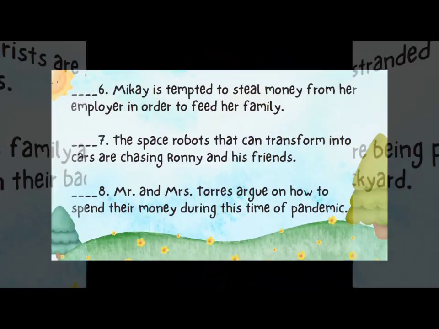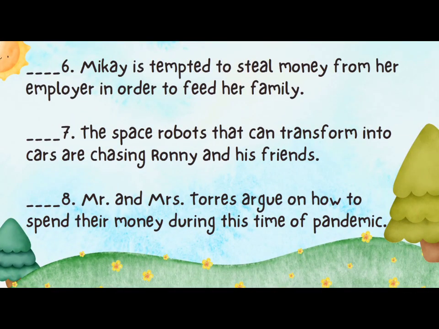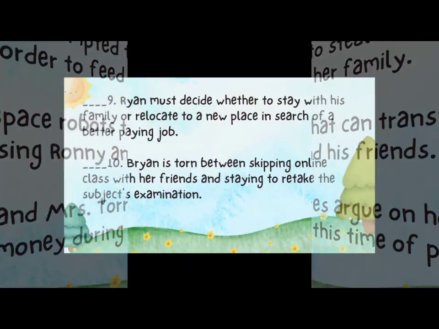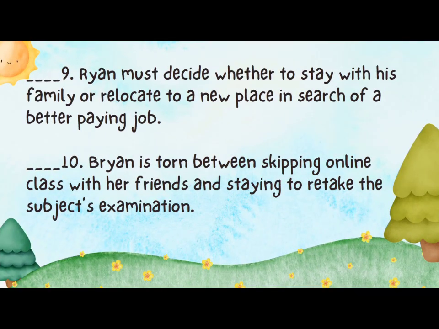Next, number 6 is F. Number 7, D. Number 8, A. Number 9 is letter F. And the last number 10 is also F. Did you get all the correct answers? That's amazing!